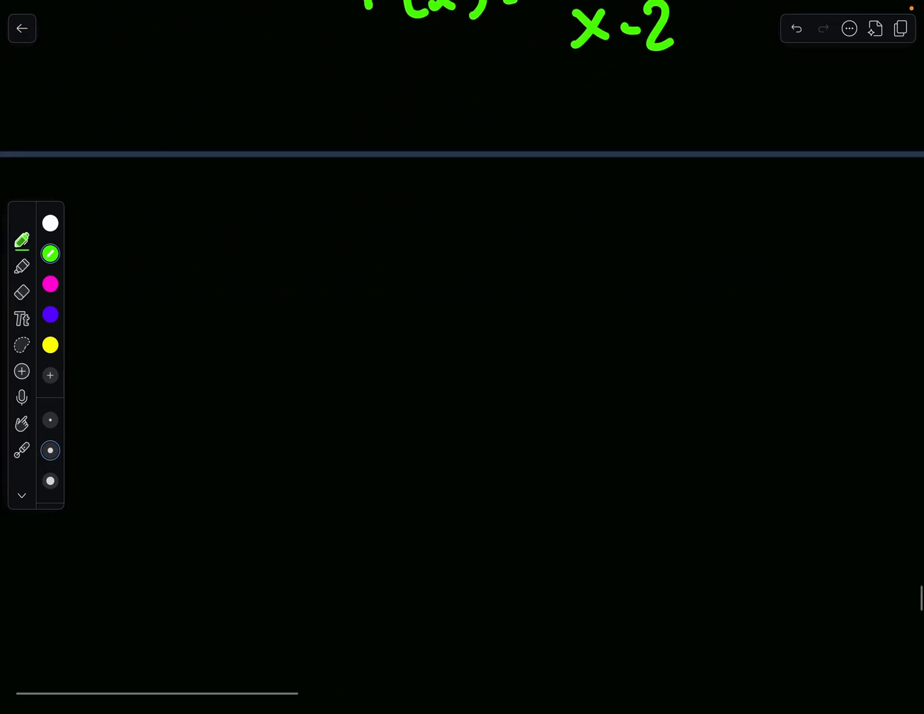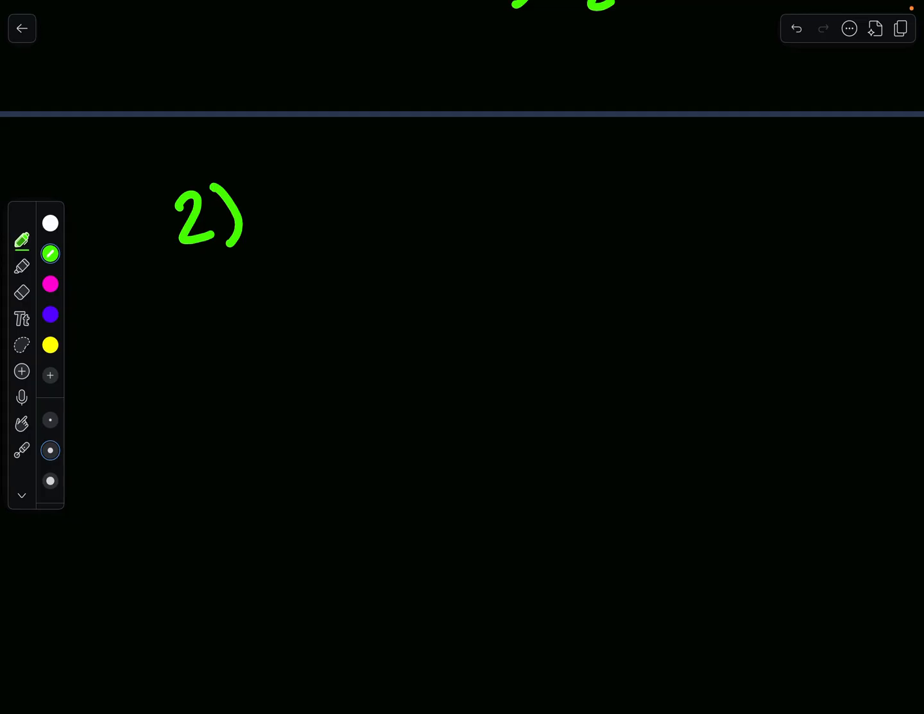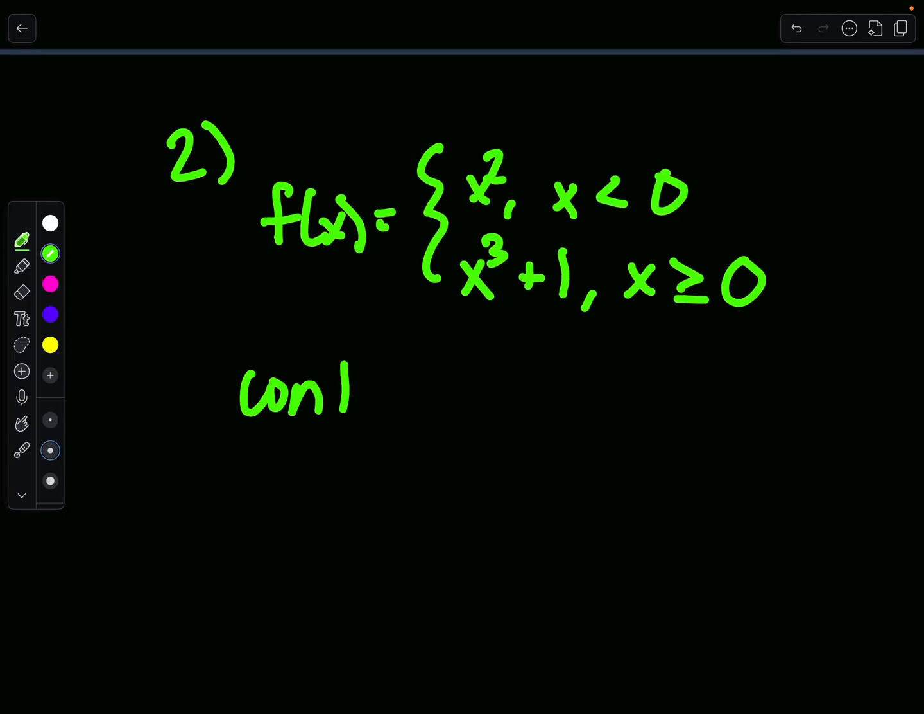Now number 2: Is this function continuous at x equals 0? f(x) equals x squared for x less than 0, and x cubed plus 1 for x greater than or equal to 0.